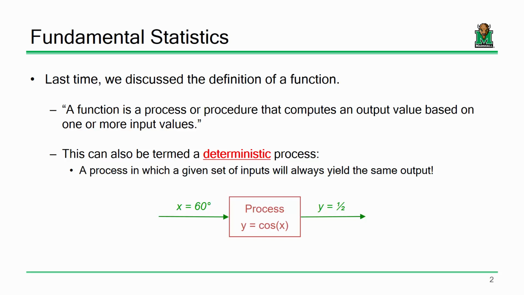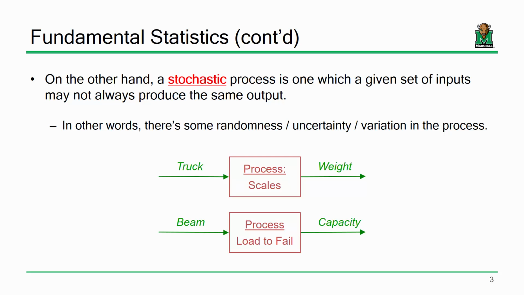And what I mean by deterministic process is that if I'm dealing with the cosine of x, every single time that I plug in 60 degrees, I will get 1/2. It doesn't change. I don't plug in 60 degrees on Monday and get 1/2 and plug in 60 degrees on Tuesday and get 0.6. That's not how it works. It's the same every time. That is a deterministic process. A stochastic process does change.